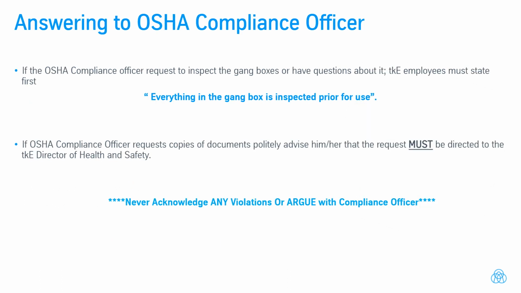If the OSHA compliance officer requests to inspect the gang boxes or has questions about them, the employees must state first that everything in the gang box is inspected prior to use. If the OSHA compliance officer requests copies of documents, politely advise him or her that the request must be directed to the Director of Health and Safety. Never acknowledge any violations or argue with the compliance officer.